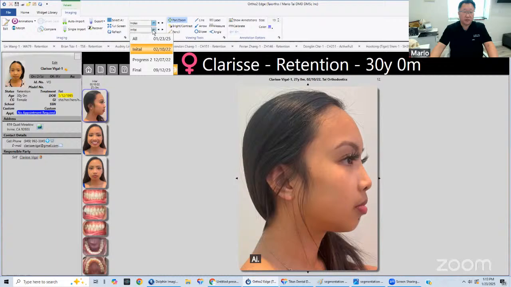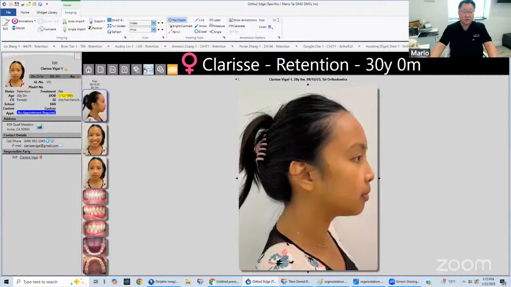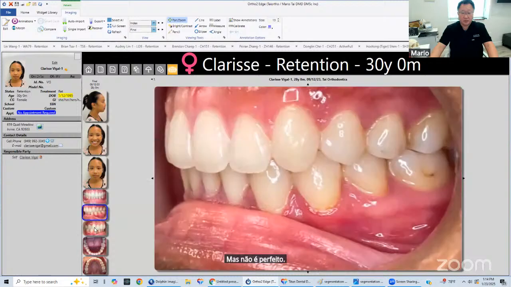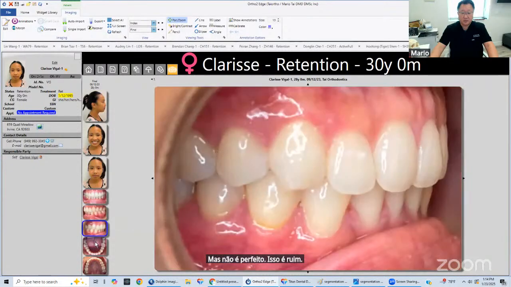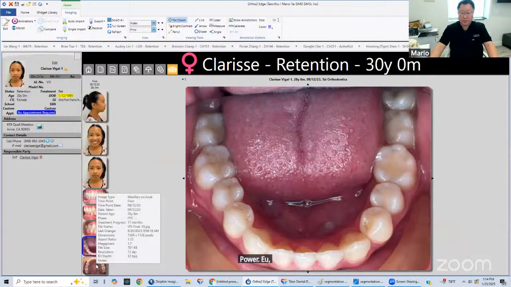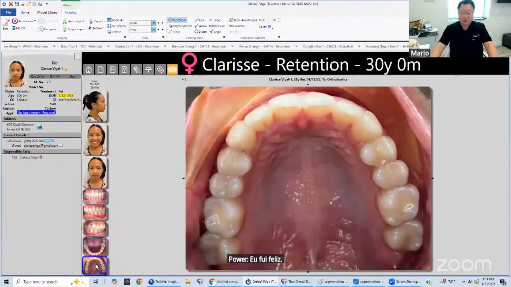This is a cloud-based software, Ortho2. I don't know if any of you guys use it. It's great, but it's not perfect. So this is her sides, other side. This is her lower. You know, it's pretty aligned. I'm pretty happy. This is her upper, nicely aligned. And this is her overall.